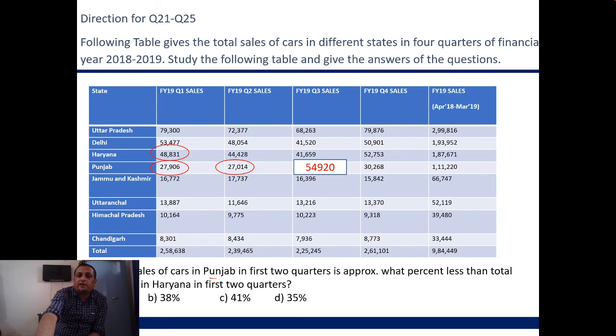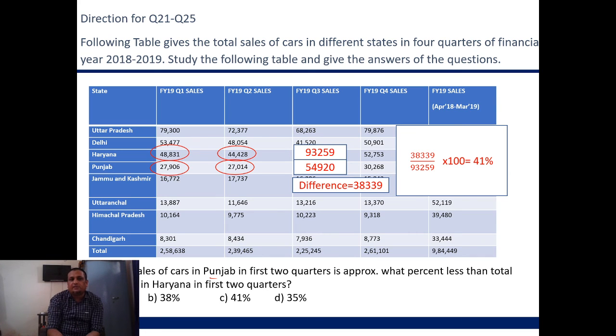Now the sales of Haryana in the first 2 quarters is approximately 49,000 plus 44,000. It should be around 93,000. Now the question is, 54920 is what percent less than 93,000? So we have to find the difference first, and this difference is what percent of 93,000?